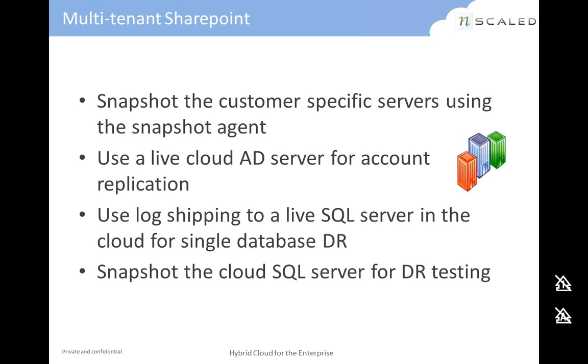So let's talk about nScaled hybrid cloud in this case. The key of a hybrid cloud is that we can give you live running servers. They run 365 days a year. They're always on. How would you do a multi-tenant architecture with a live server? And the answer is that you set up log shipping. So you use SQL-based log shipping, and you ship only that customer's database to the cloud. They're running it as a server.